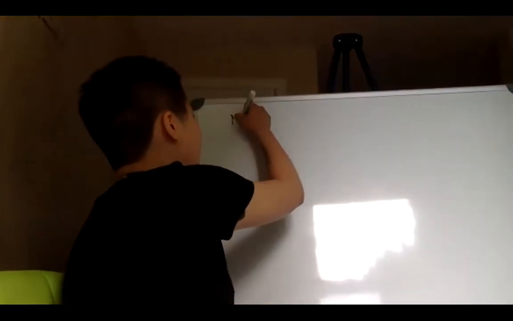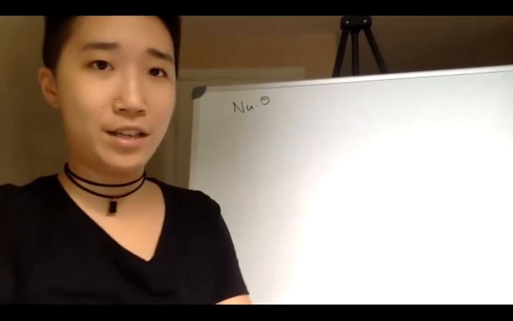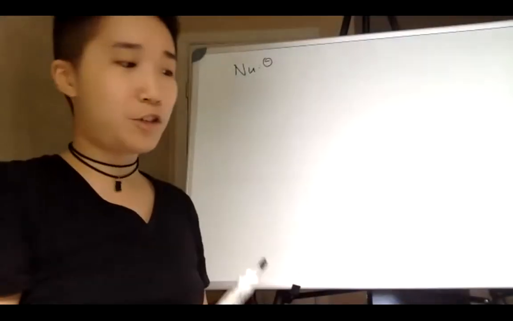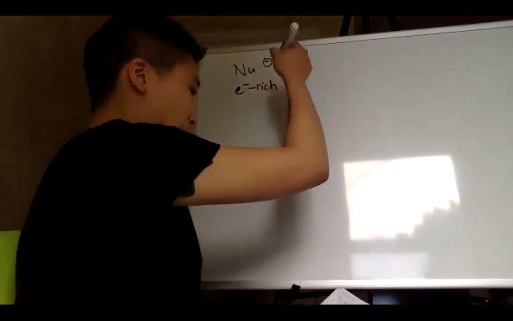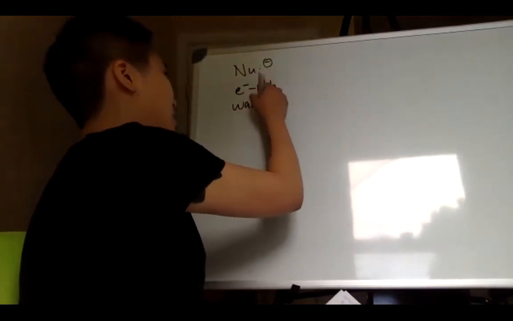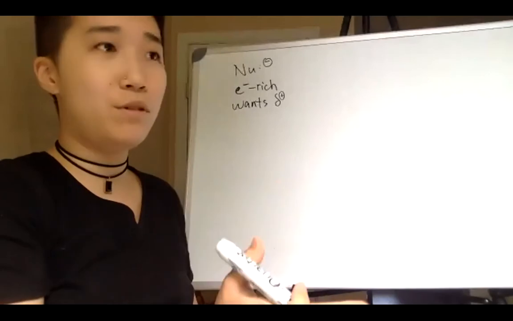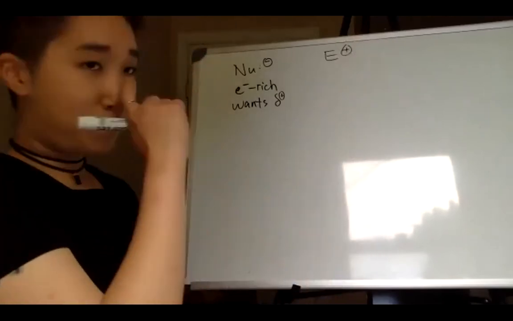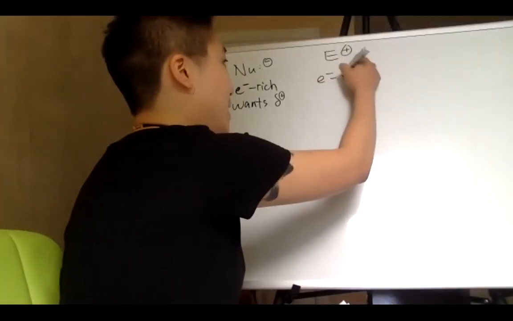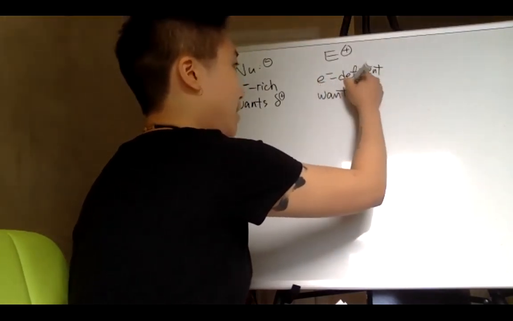Let's talk about nucleophile versus electrophile. So nucleophile, I always denote it with Nu, a pair of electrons, as well as a minus sign to illustrate that it's electron rich and it wants partial positive. So your nucleophile is always going to want to move to something that's partially positive, whereas your electrophile, which I denote with E+, is electron deficient, and it always wants partial negative.